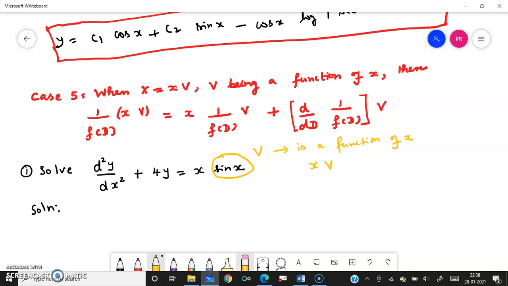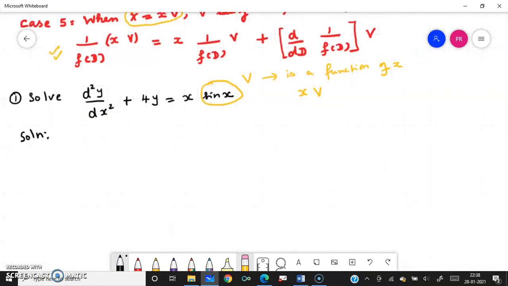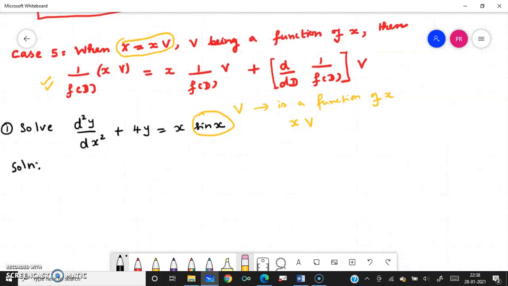Okay, this is how, see, X is x into v, right? Here you are having x and v is our sin x. V can be sin x, cos x, tan x, anything. It is a function of x, that's it. And we have to use this formula. We'll see how we are going to use this formula. This formula says that first we have to solve the auxiliary equation. CF we have to find as usual. Symbolic form, if I want to write, it will be D square plus 4. As usual we are finding the CF, which is equal to x sin x.